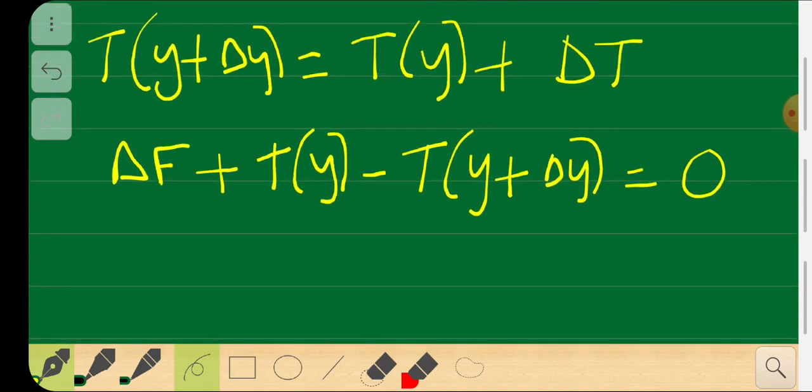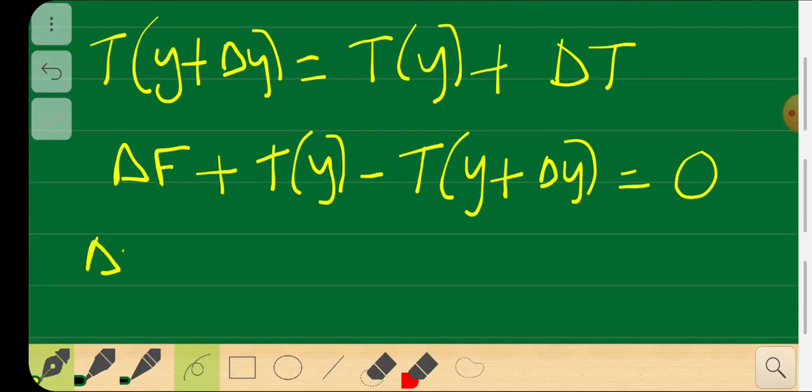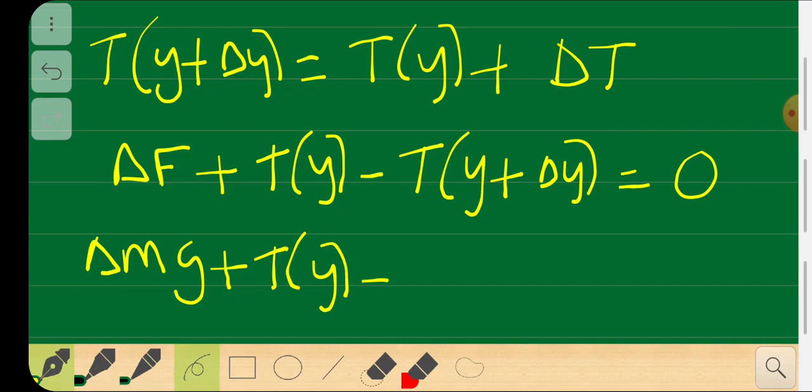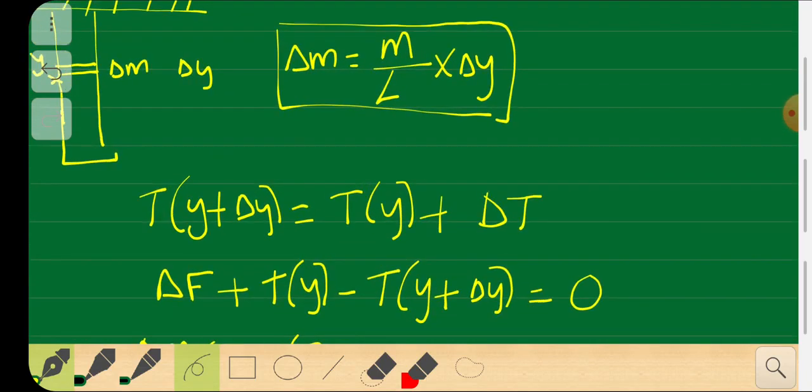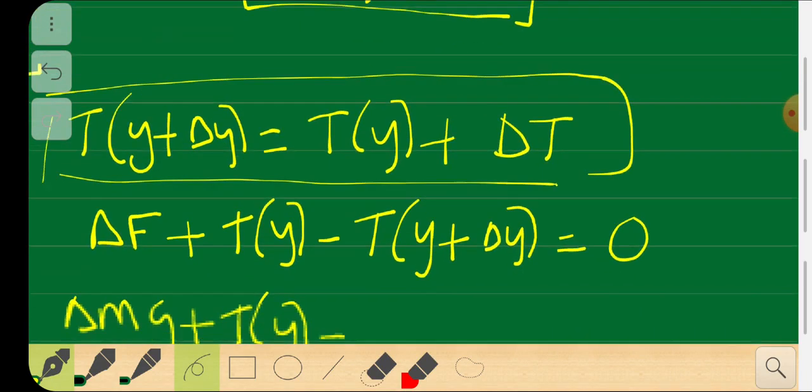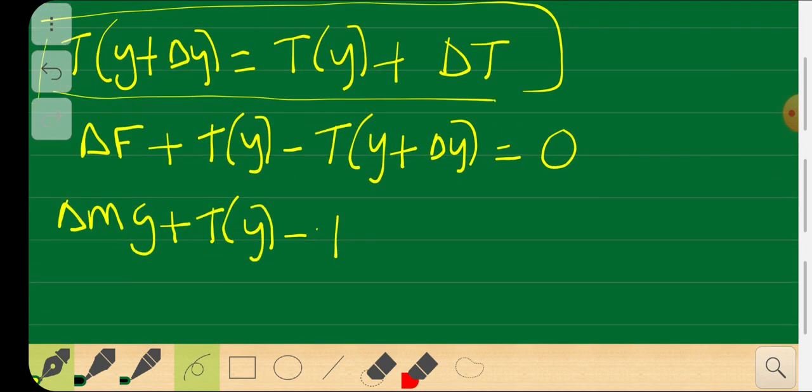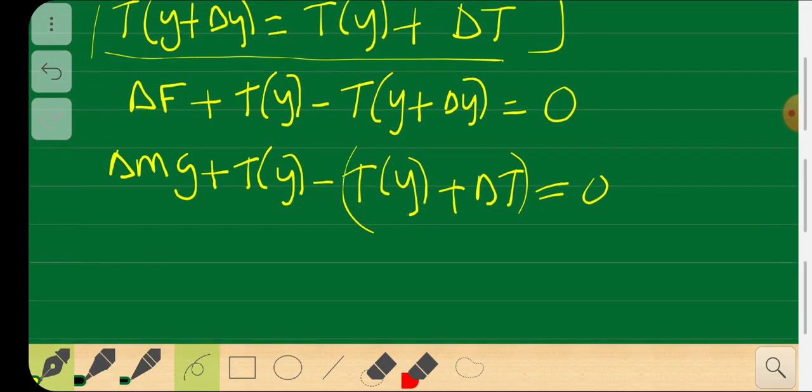It's straightforward. So delta F will be some delta m times g, right? So it will be equal to T of y minus T of y plus delta y. So T of y minus T of y plus delta y must be equal to 0. Okay, so now you can write down that delta T, where T of y cancels, must be equal to minus some delta m g, right?